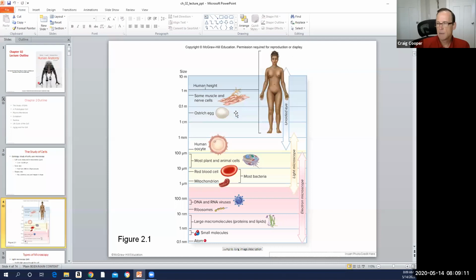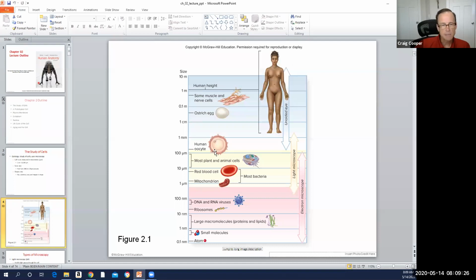Now, those are kind of the exception. Most of our cells are going to be much smaller. This one in the middle of the diagram, this oocyte, that's basically the egg cell that the woman is going to ovulate.